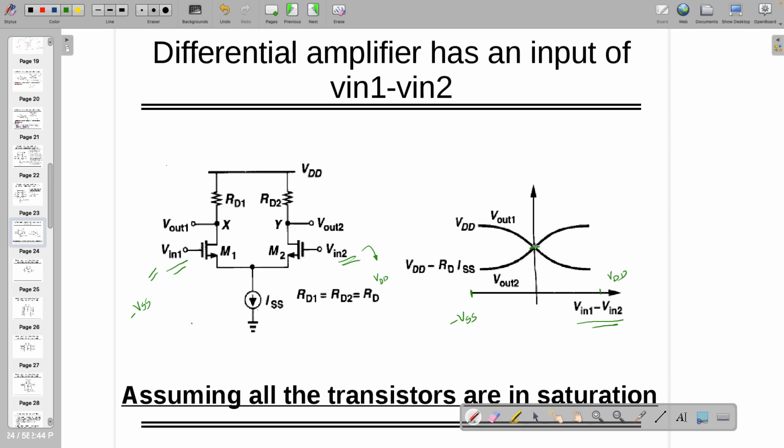You are at here, by the way. But if one side becomes minus VSS and the other side VDD, that is only possible when you actually tune it like that. So when both are 0, then it's 0 only.